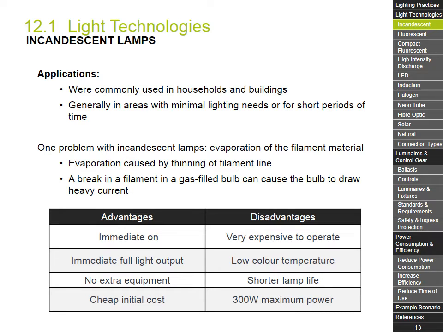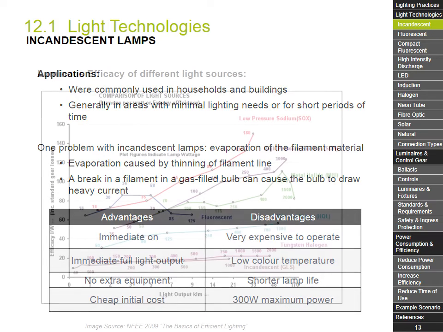A break in a filament in a gas-filled bulb causes the bulb to draw heavier current, increasing the energy consumption of the bulb. Here is a quick comparison of the advantages and disadvantages of the incandescent lamp. Some advantages are that they turn on immediately, and they require no extra equipment. The well-known pear-shaped light bulb was inexpensive to buy but costly to run, as it consumed so much electrical energy as heat, with only 5% of the electrical energy being converted to visible light. That is why these lamps have already been phased out.